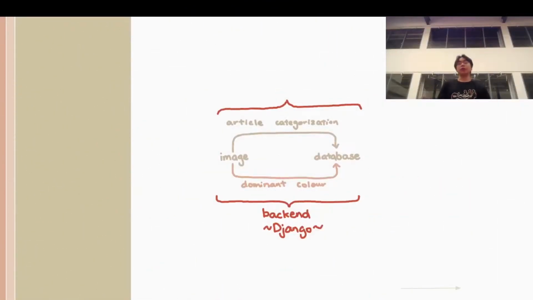So now we're done with the demo. Let's move to the backend, the behind the scenes. So firstly, when we're given an image, we process it in two ways. Firstly, article categorization, which is essentially where we've used TensorFlow to build a machine learning model to classify clothing.